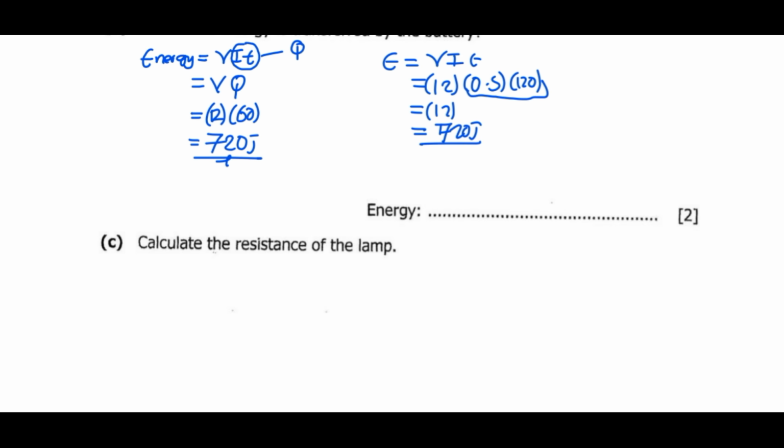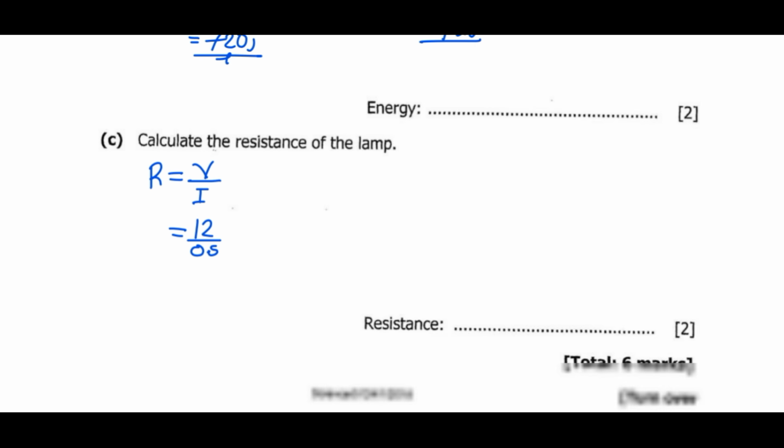Then calculate the resistance of the lamp. So resistance is equal to voltage over current. What's our voltage? Remember, voltage is 12, current is 0.5. Now here the concept is the same for mathematics. If you are dividing by 0.5, the final answer, you just have to double the numerator. So 12 times 2 is 24. So 24 is our answer. You can just do it by calculator. So this will be 12 divided by 0.5. So you get 24.